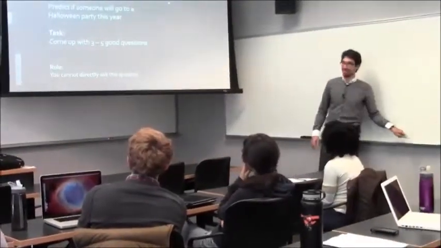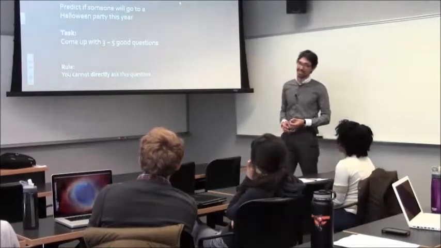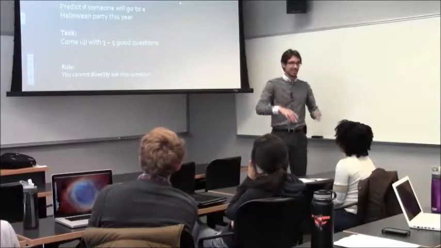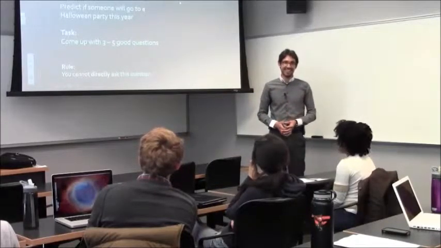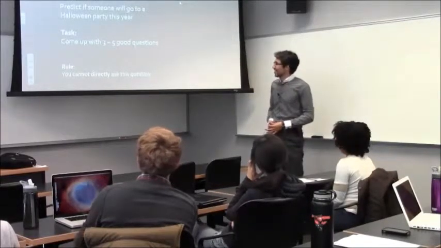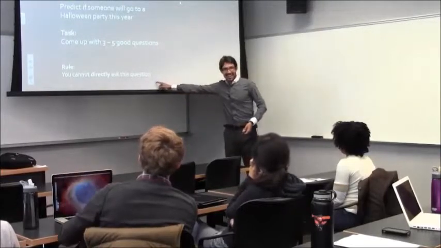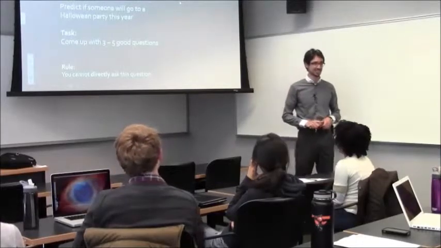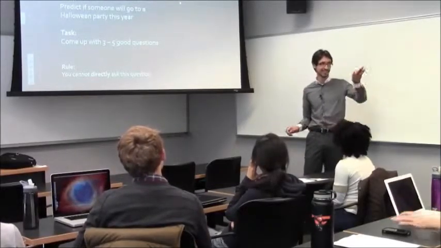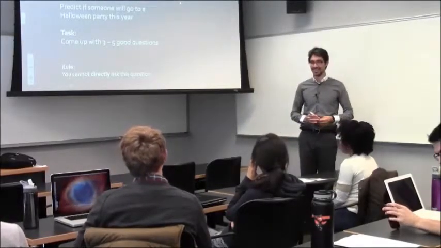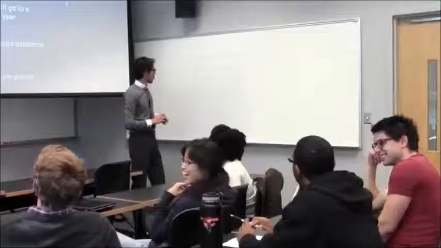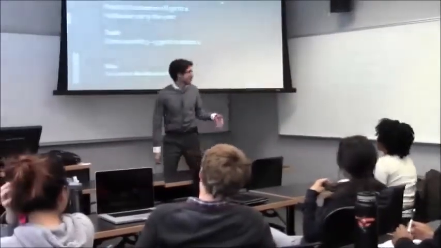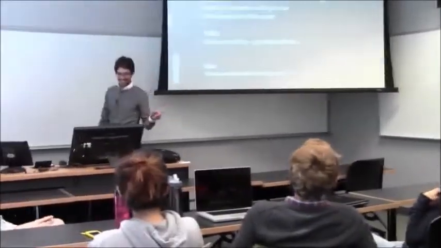So anyway, I would like you to get some experience and practice in creating your own set of splitting rules. So the goal is to predict if someone will go to a Halloween party. And in your rows, I want you to come up with like 3 to 5 questions. And you can't be that direct. You can't ask, are you going to a Halloween party this year? So anything else is pretty much okay. So I'll give you like 3 minutes to do this. So have fun. And I'm going to write down the good ones. Okay, excellent. So basically, I would also add, were you invited to a Halloween party?